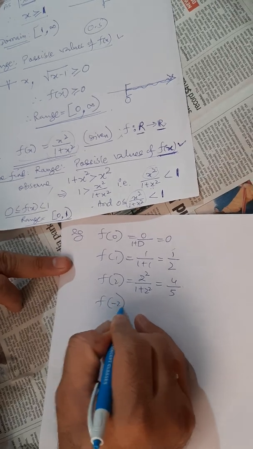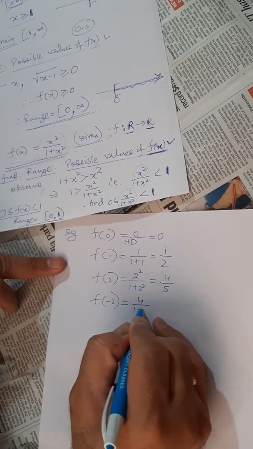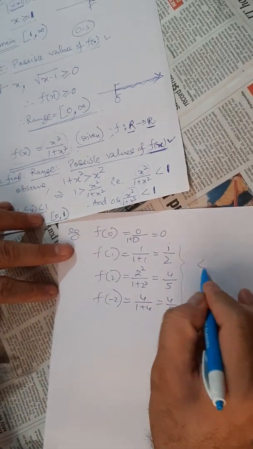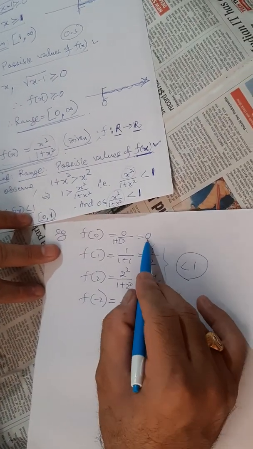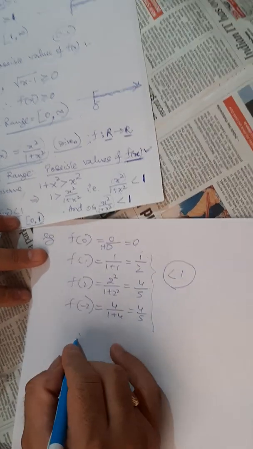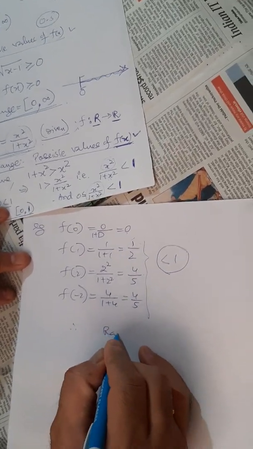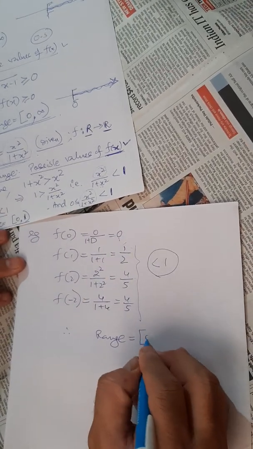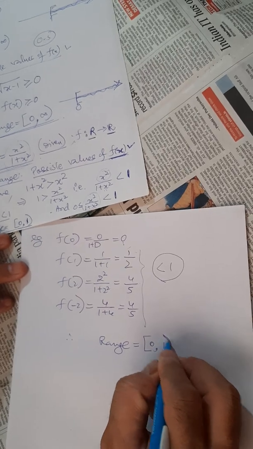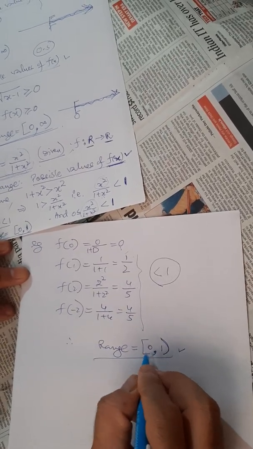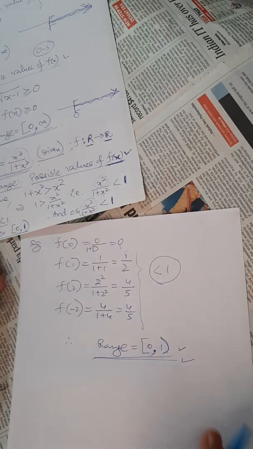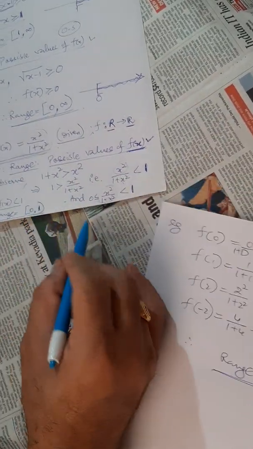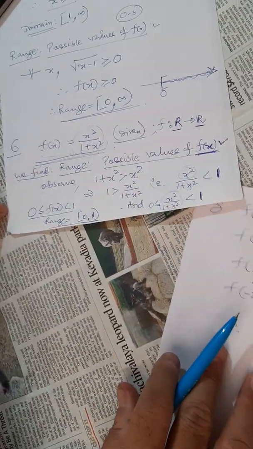If I take even minus 2, this is 4 upon 1 plus 4. This is 4 by 5. This is less than 1. You see, each of these is always less than 1. It can be 0 also and positive. So that's why we have concluded that here the range equals closed 0 to less than 1. So it is an open interval at 1. You know the types of interval. 0 to 1. So this is a function where the range is, as I explained here, 0 to 1. This is a general proof here.